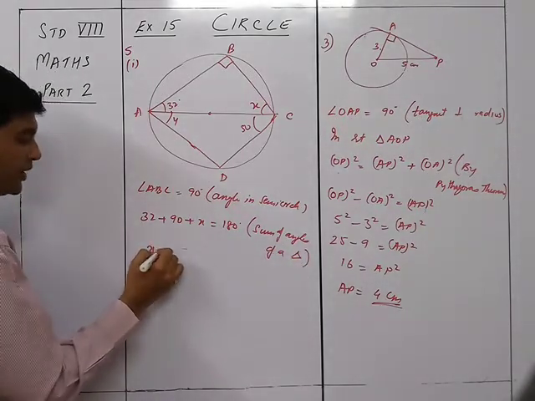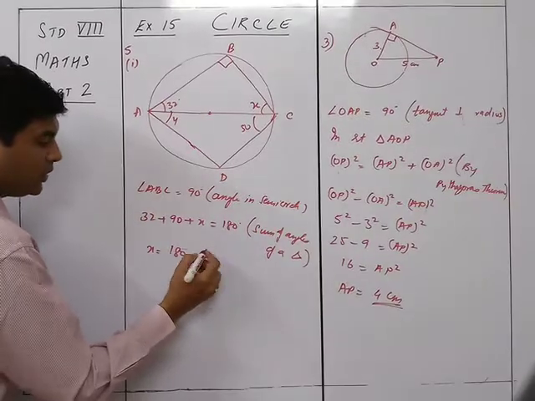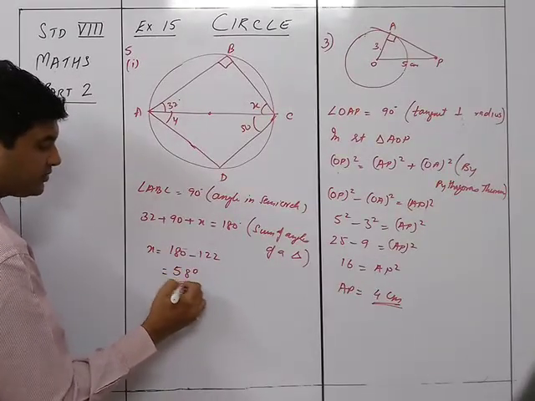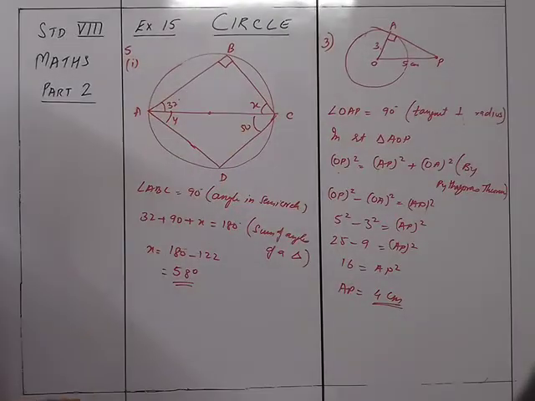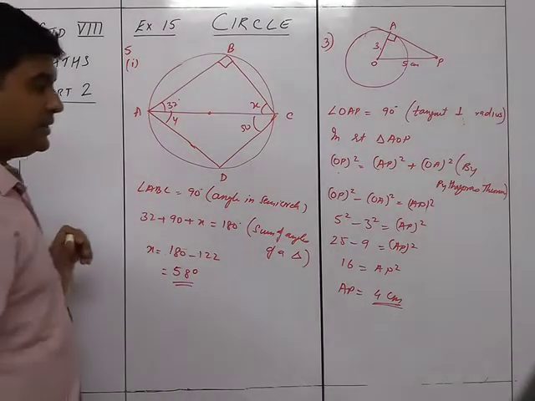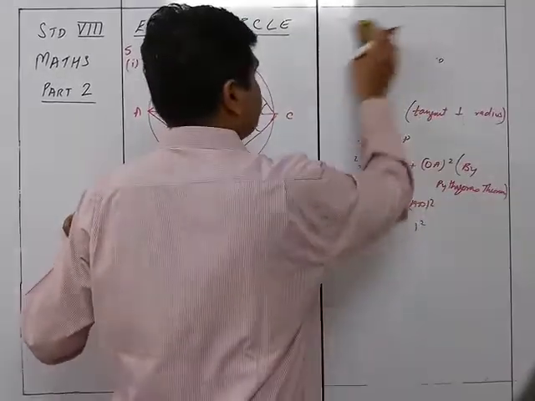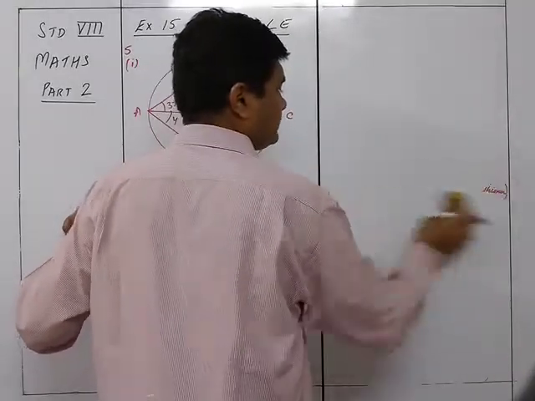So therefore, x will be equal to 180 minus 122, that is going to give me 58 degrees. So this is 58. The next thing you are going to do is find out the value of y. So again the same thing.